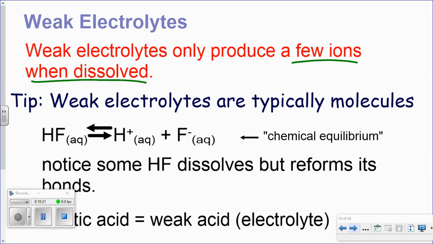If you go to a strong electrolyte, the light bulb is very bright. It lights up the whole room. If I put a weak electrolytic solution in there, the light bulb is dim. It's not so much. Why? Look, we have another equilibrium arrow.